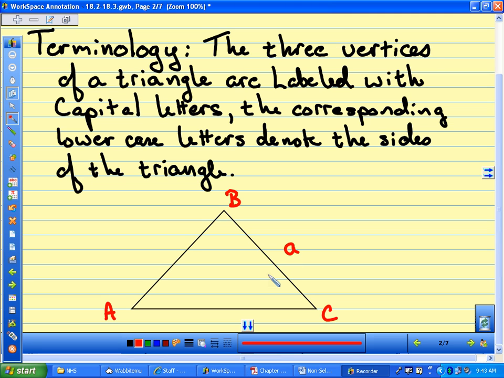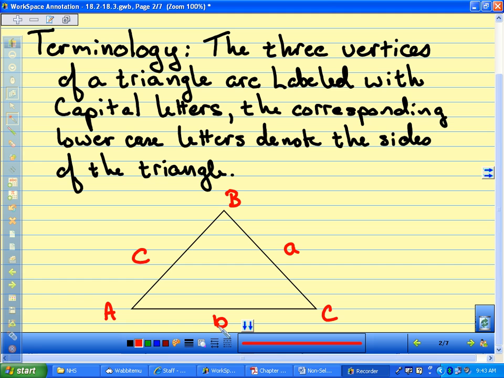Where would side C be? Between the vertices A and B. This over here would be side C. So opposite of angle C is side C, and opposite of angle B would be side B. So it's very important that we can properly label our triangle. We use the capital letters for the angles or the vertices, lowercase letters for the sides.